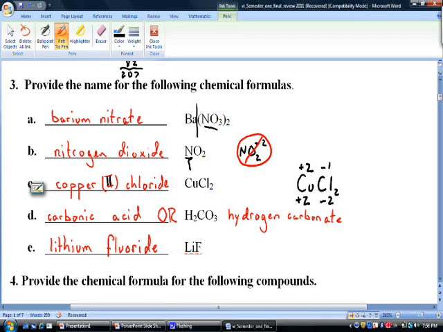Remember, this Roman numeral is not how many coppers or chlorides there are in the formula. This Roman numeral is the charge of the cation.